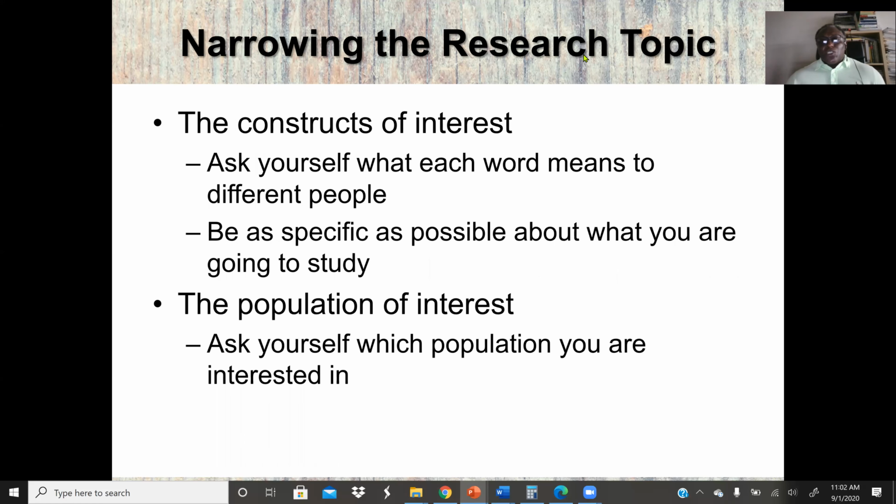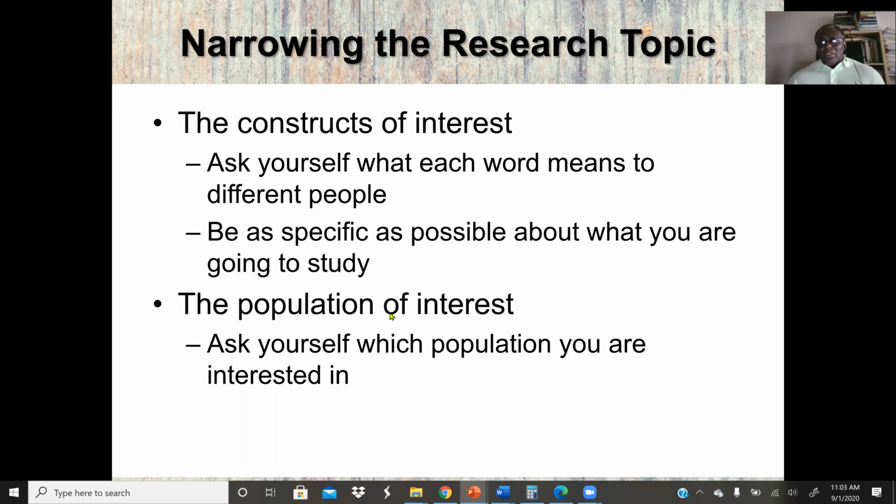So, narrowing the research topic, we said the construct of interest. Again, we should ask ourselves what each word means to different people. Also, be as specific as possible about what you are going to study. Another example is the population of interest. Also ask yourself which population you are interested in. So with these two items, the construct of interest and the population of interest, we can narrow the research topic.